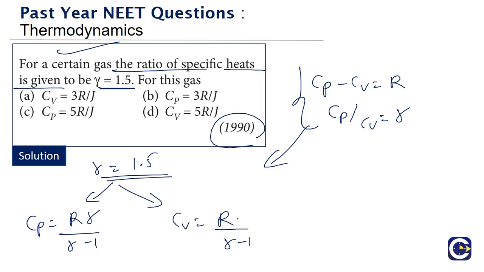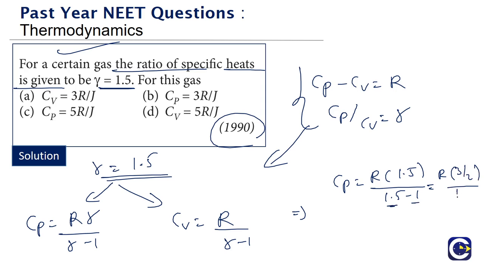From these two equations we get Cp equal to R gamma by gamma minus 1, and Cv equal to R by gamma minus 1. Now look at it. Cp will be equal to R into gamma, which is 1.5, divided by gamma minus 1, which is 1.5 minus 1. R into 1.5 means 3 by 2, divided by half. The 2 is cancelled. What is it? 3R. That is Cp. What about Cv? R by 1.5 minus 1, that is R by 0.5, which is R by half. 2 will go to the numerator. That is 2R. So we have to look for the correct answer.